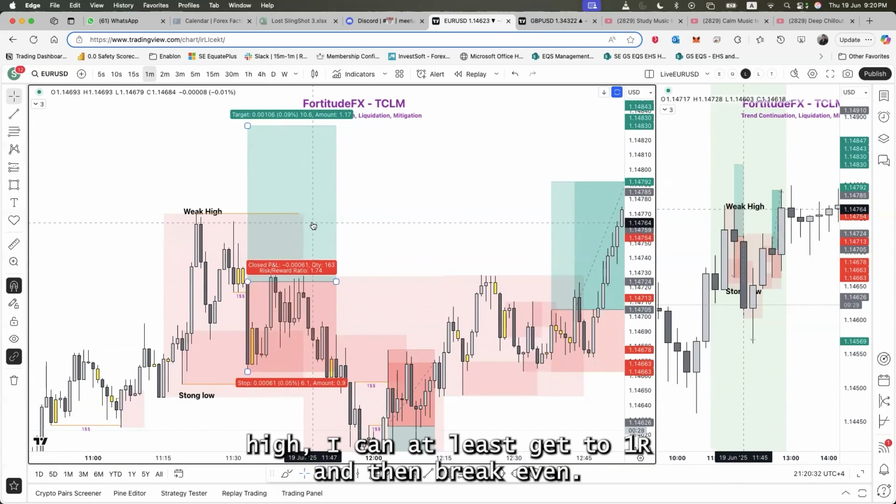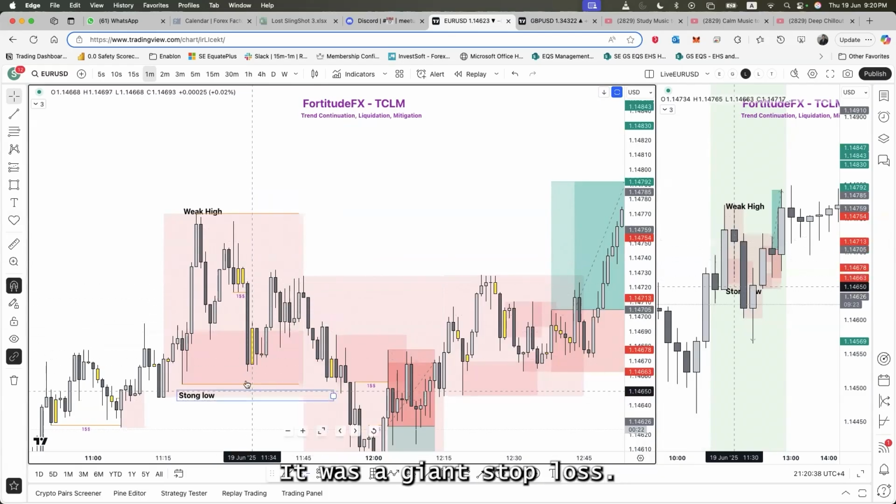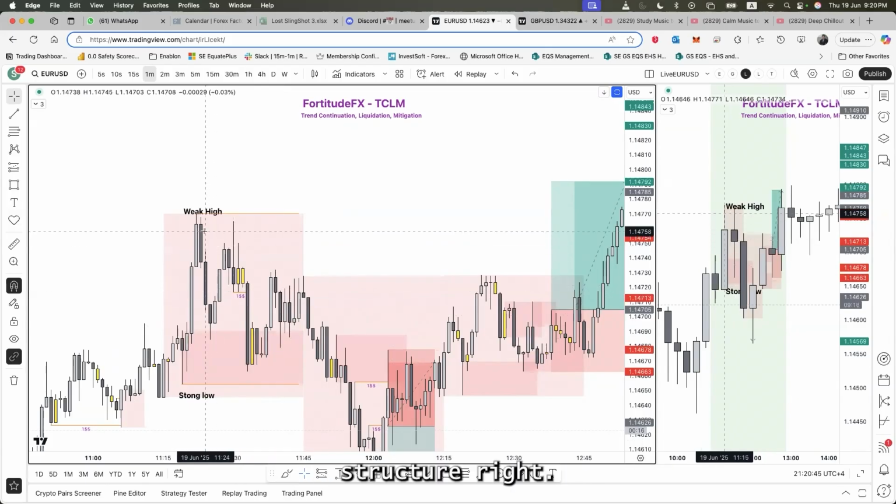So I did not take this trade simply because it was a massive push downward. It was a giant stop loss. And the price that was coming up was very corrective. So structure, right? Simple structure.